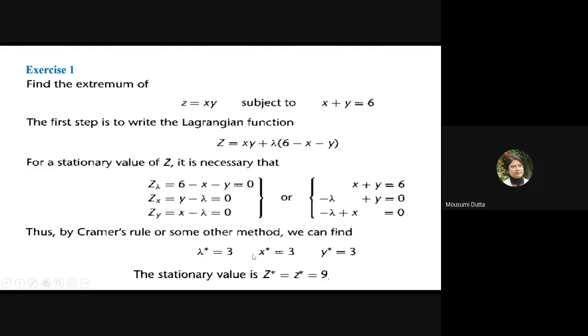Now, lambda for this exercise is either x or y, so the value of lambda will also be 3 for this particular combination of x and y. And finally, if you want the value of z star, the optimum value of the objective function, you consider x into y, that is 3 into 3, 9. So this is the procedure.